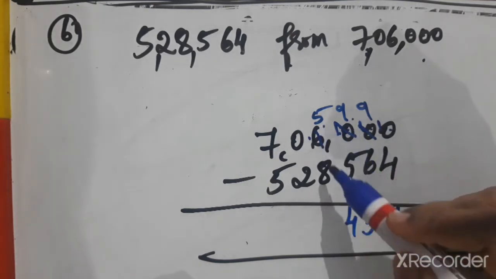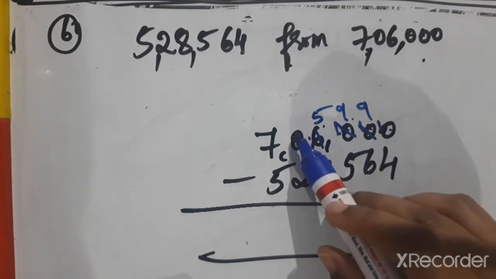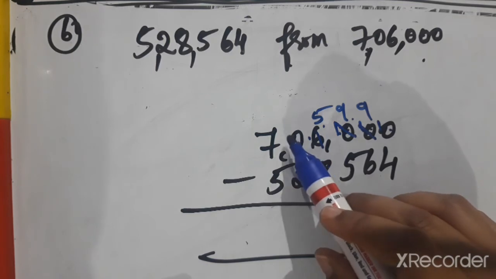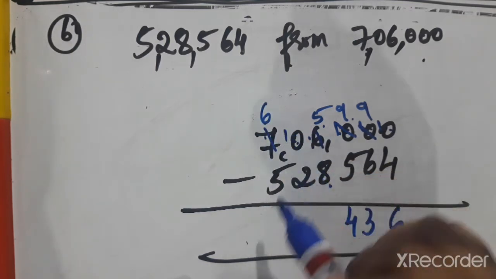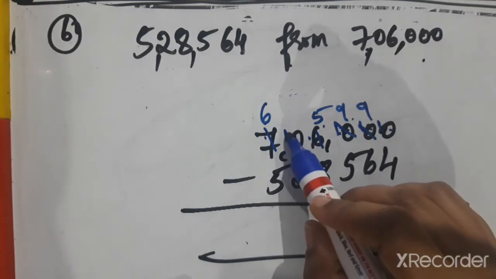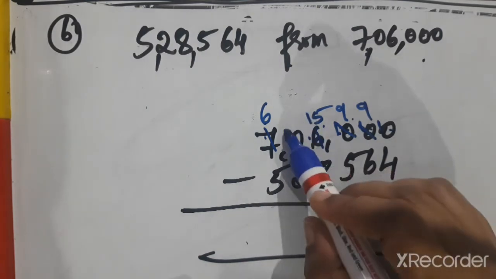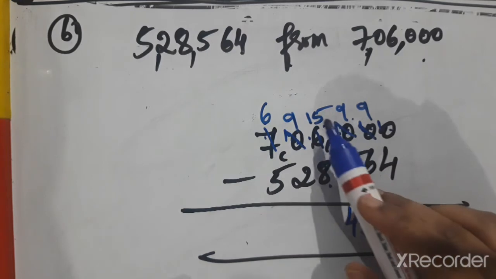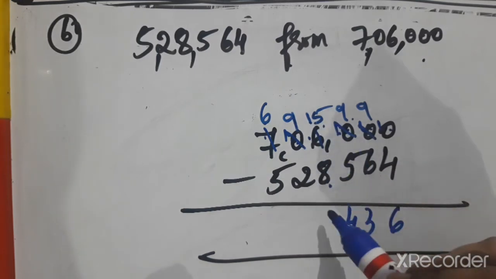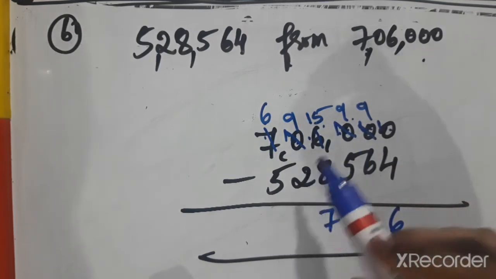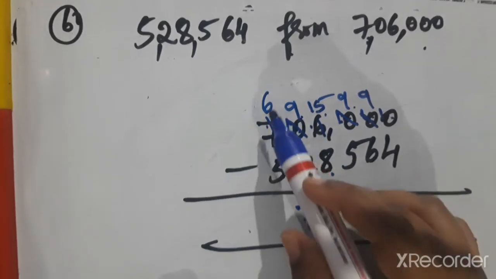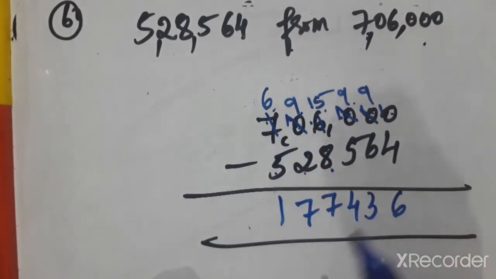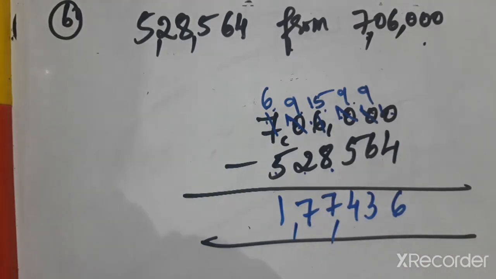Now 5 minus 8 we can't subtract it. Borrow 1 from the next number. Here also 0, so again borrow from the next number. So 7 will become 6 and here 1. Now 10 will give 1 to here and this will become 9. 15 minus 8 means 7. Now 9 minus 2 is 7. 6 minus 5 means 1. Answer is 1,77,436.